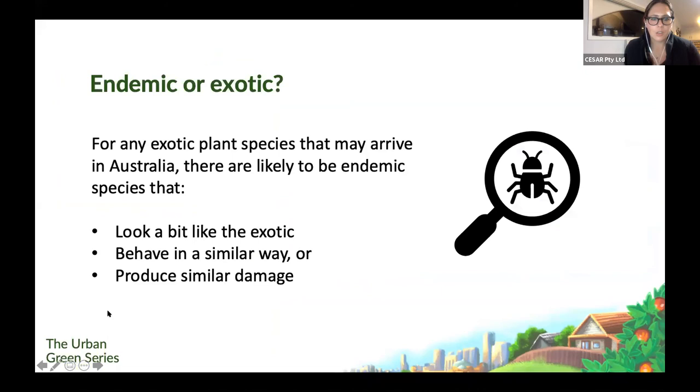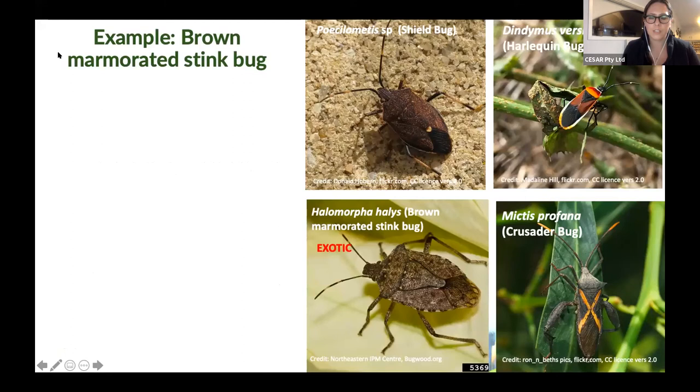So, in terms of picking out an exotic from an endemic, of course, it's going to be a very rare occurrence, and it's going to be very, very hard to do. We might have endemic species here that look like exotic species, those exotics that we class as high priority exotic species, or they might behave in a similar way or produce similar damage. So it's a difficult task, and this is where, as we say, getting to know what's in your garden can really help notify you as to whether you should be a little bit wary or not.